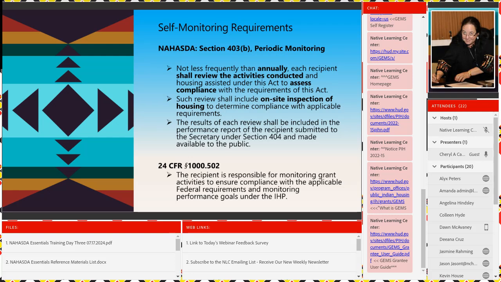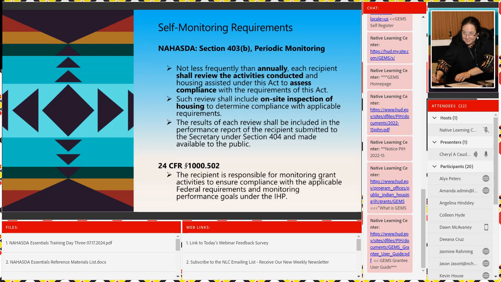So your self-monitoring requirements are found under the statute at 403B, periodic monitoring, not less frequently than annually, okay? You're supposed to do self-monitoring on a yearly basis of at least one part of your organization, okay? But you're supposed to review all your activities.